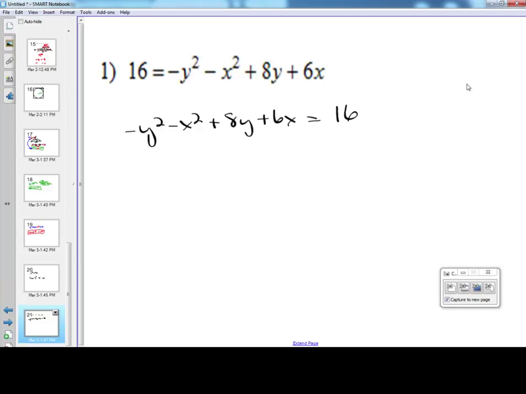Good. Now, I don't want these x's to be negative. So I'm going to divide everything by -1. Let me take a shortcut. Is that cool with you guys? Divide everything by -1. So this becomes y squared plus x squared minus 8y minus 6x equals -16.